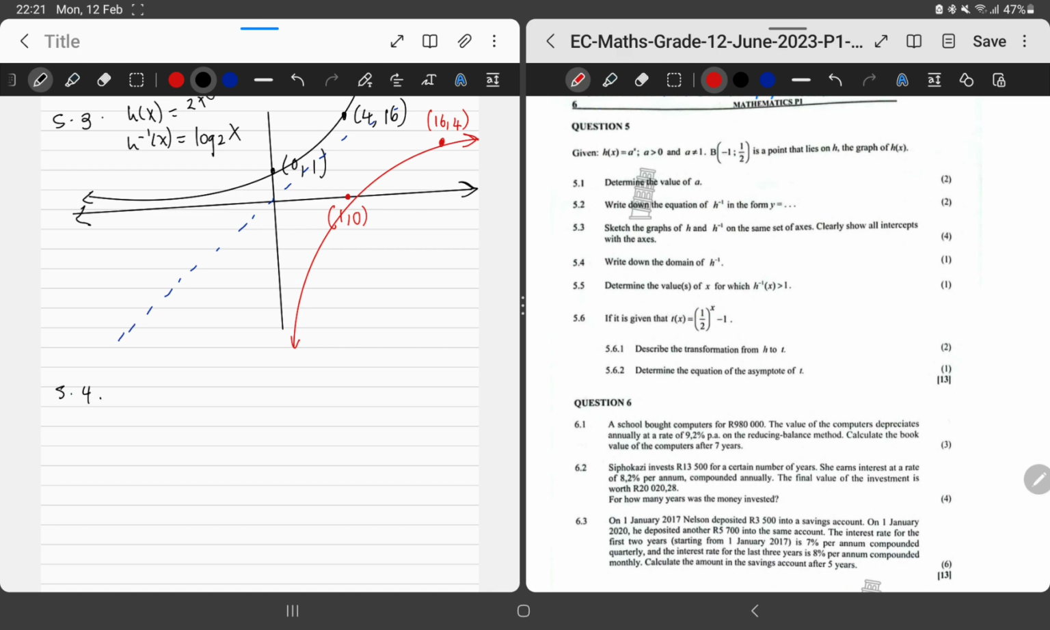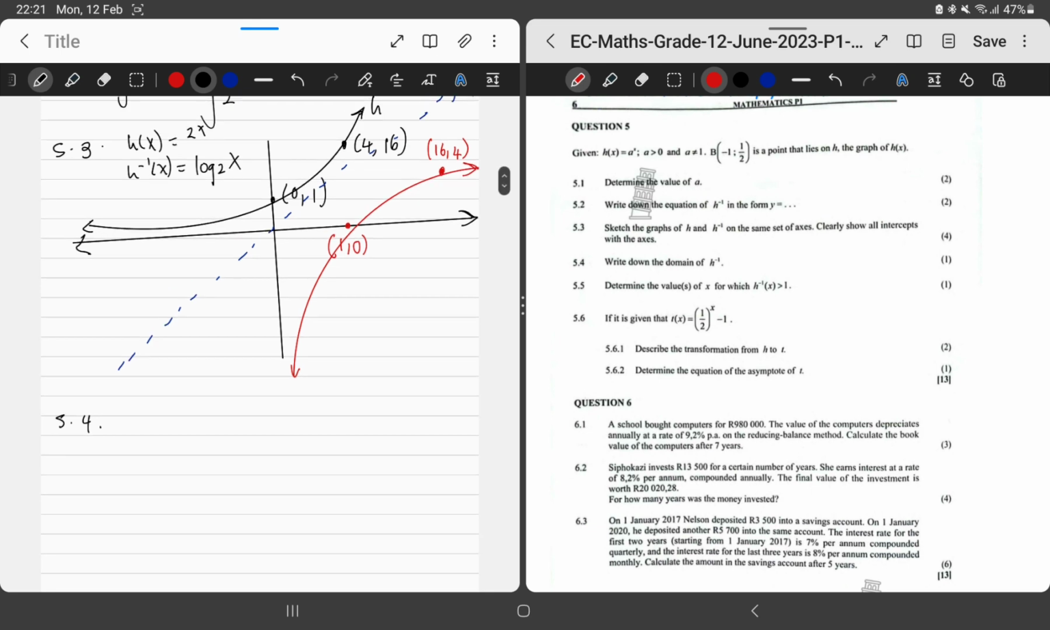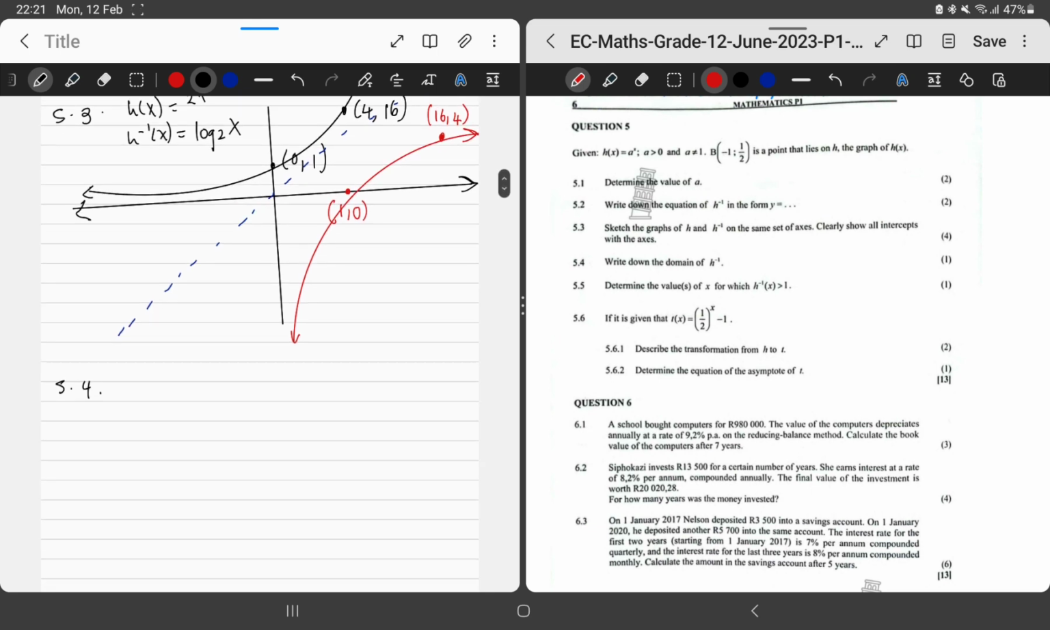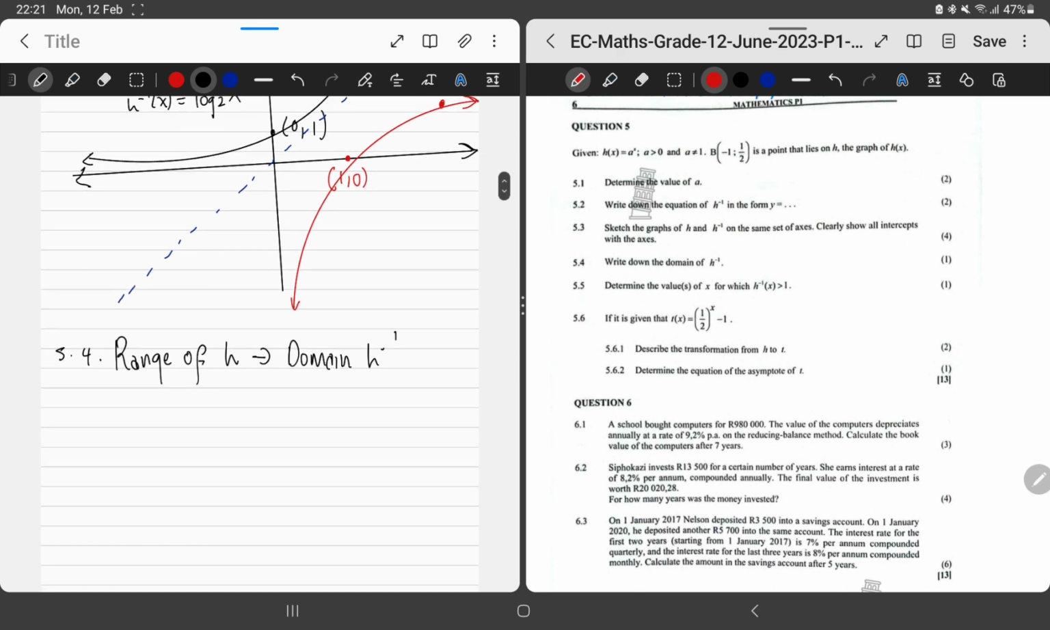Then now 5.4. Write down the domain of the inverse. Okay. So the range of h should give you the domain of the inverse. The range for this is y is greater than 0. So the domain should be x is greater than 0. So your solution should be x is greater than 0.